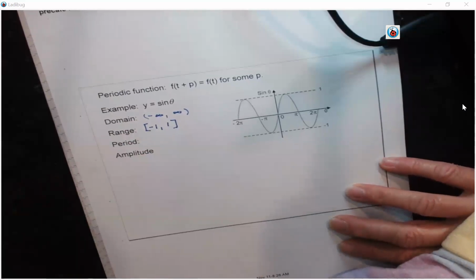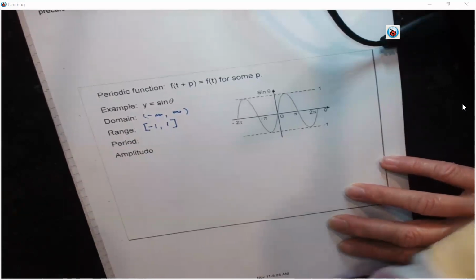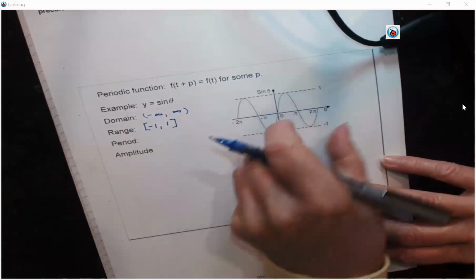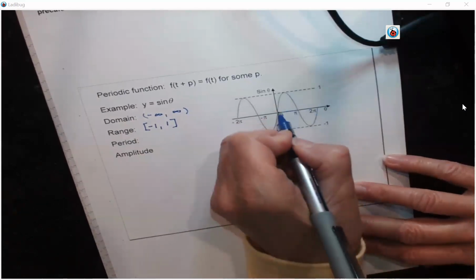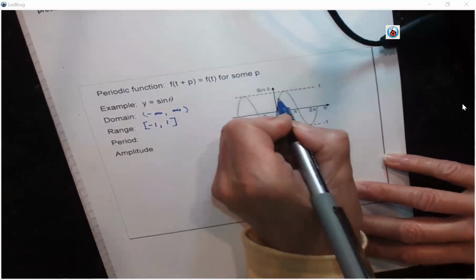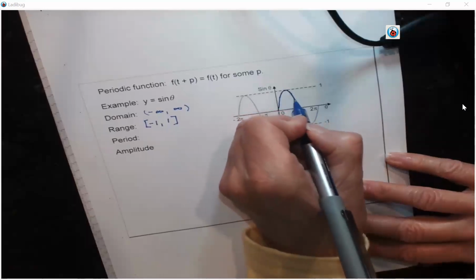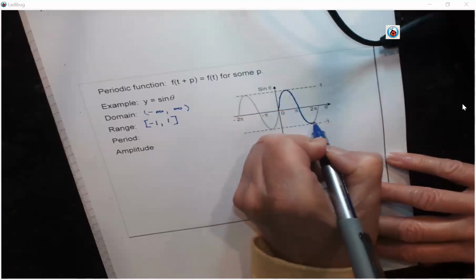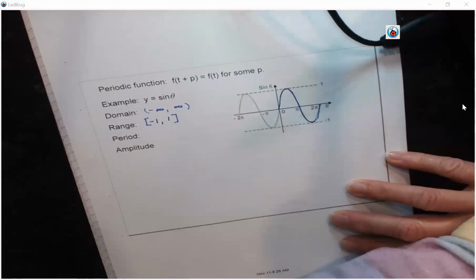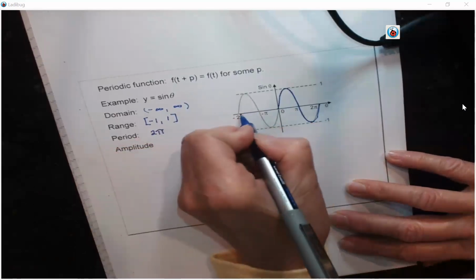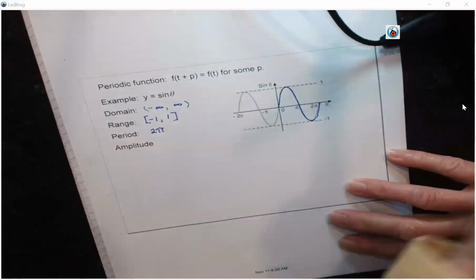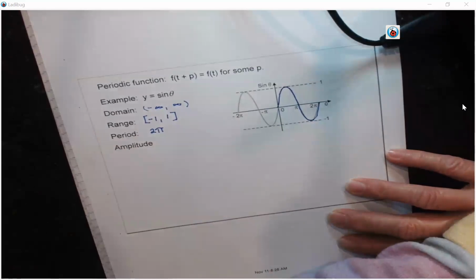What is the period? What do we even mean by the period? The period is the length of the interval over which these cycles repeat themselves. So I'm going to highlight one period of this graph, and you can see that that interval is 2 pi in length, so that 2 pi is the period. If I highlighted this one over here, that's also a length of 2 pi.